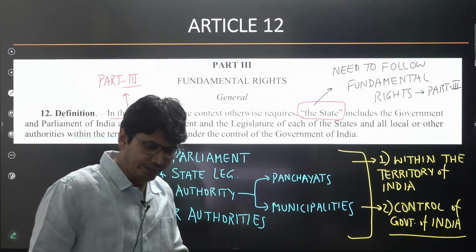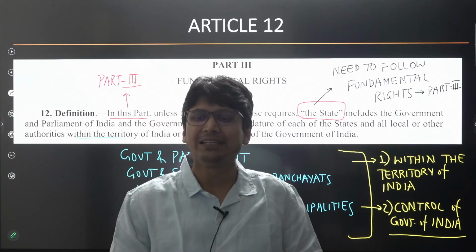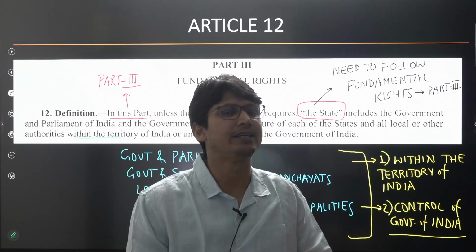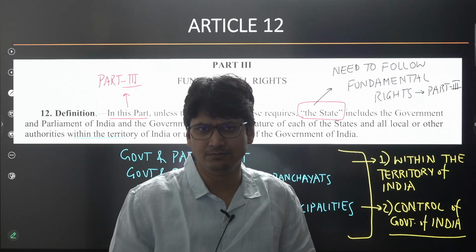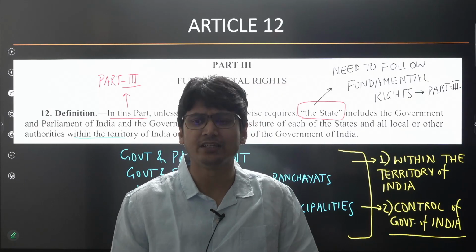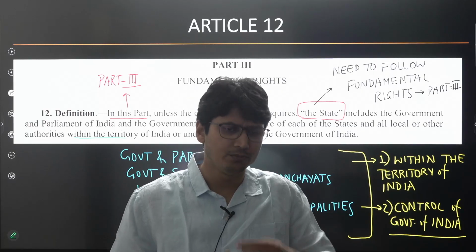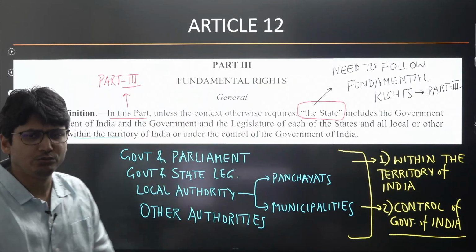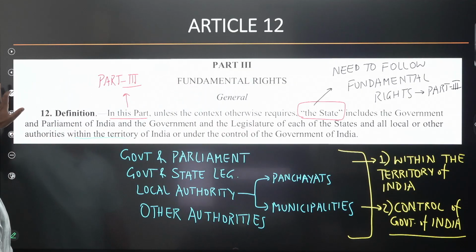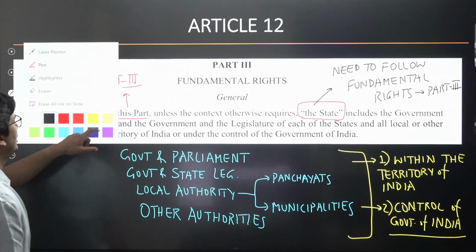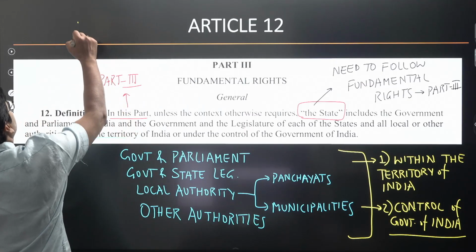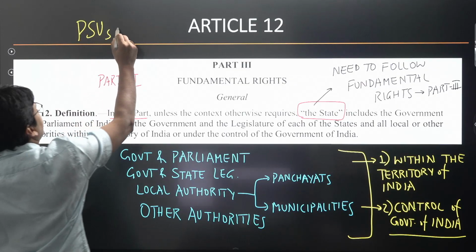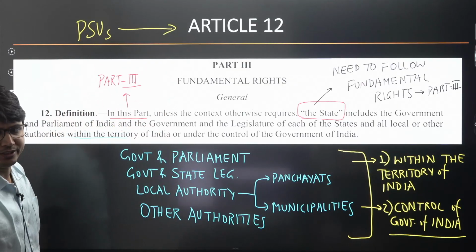So, do you think the public sector undertaking such as SBI, LIC or any of the PSUs, Coal India Limited, Telecom Regulatory Authority of India, Bharat Sanchar, any PSU, do you think the PSUs can be categorized as state under Article 12? What do you think?